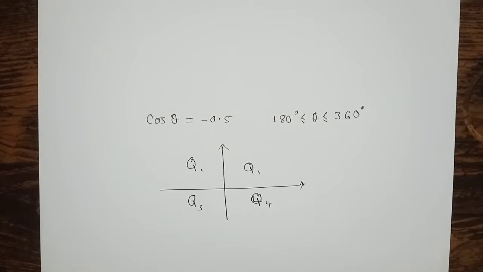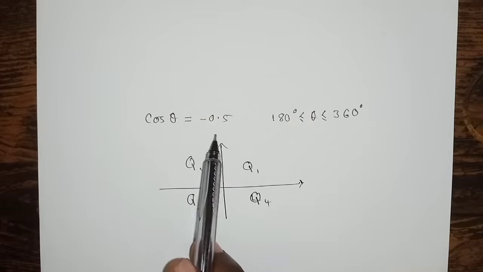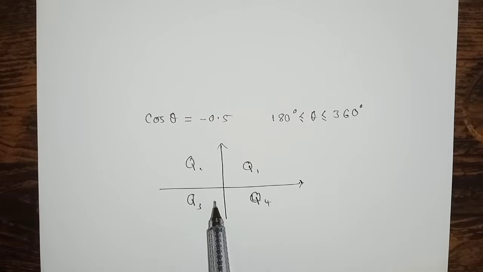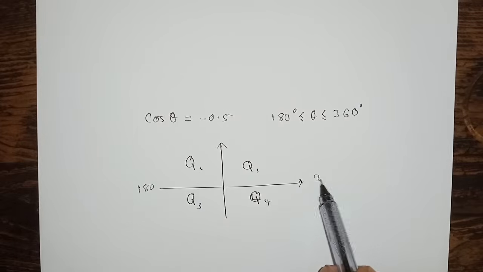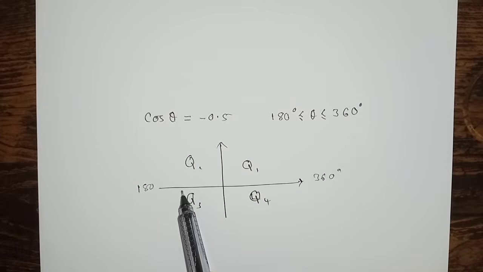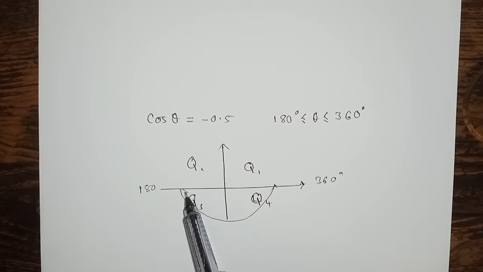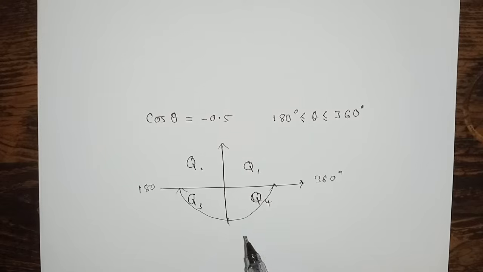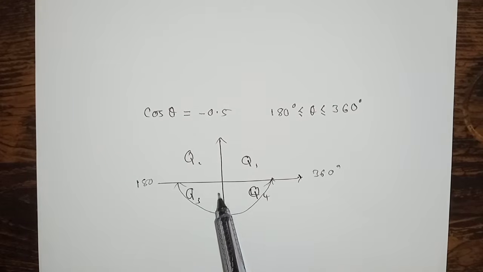Okay, so you get your calculator. Actually, before you even get your calculator, you understand where the solution is falling. So this is 180 and this is 360 degrees. So meaning the solution must be from here to here. That's where the solution must be. Okay, from here to here.